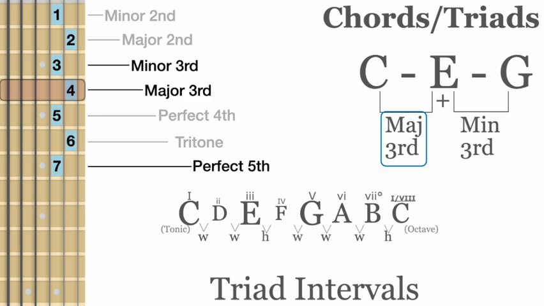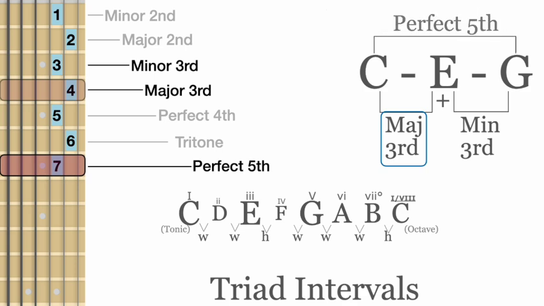So looking back at our fretboard, we're already on the 4th fret, right? We've already moved up from C to E, 4 frets. So now going from E to G, we need to move up an additional 3 frets. So we wind up on a perfect 5th, okay? Now if we go from C to G, we have the whole step, half step, whole step. That in fact is 7 frets. So we know that we have a perfect 5th.